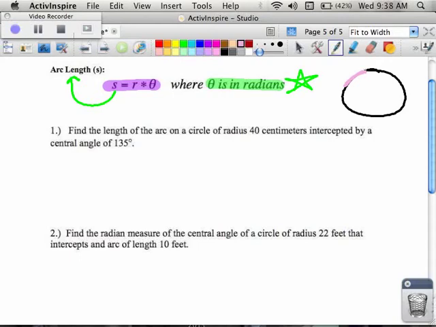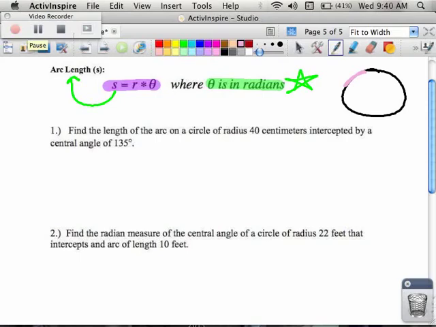To find that arc length, I just take the angle measurement of that arc. How far around did I go? Was that 20 degrees, 30 degrees? But put it in radians, and then multiply by the radius. Okay, so let's try a couple of examples.